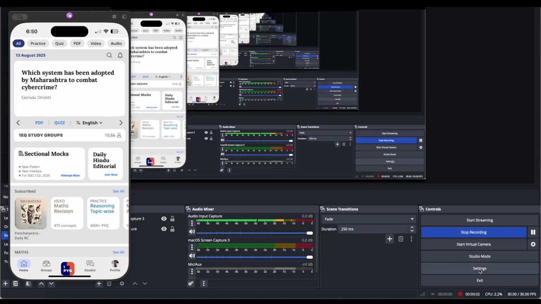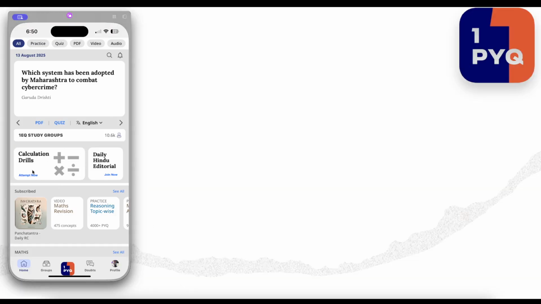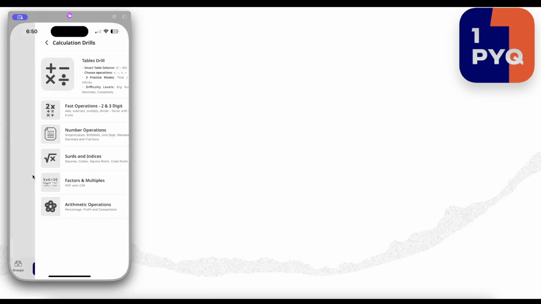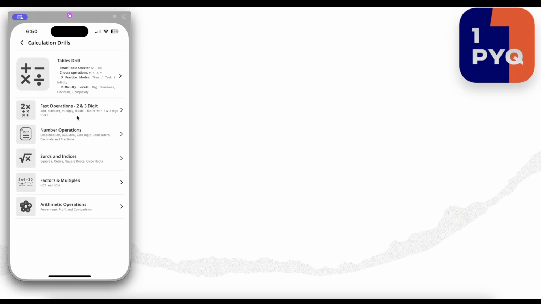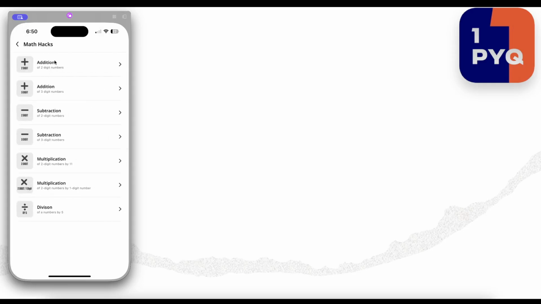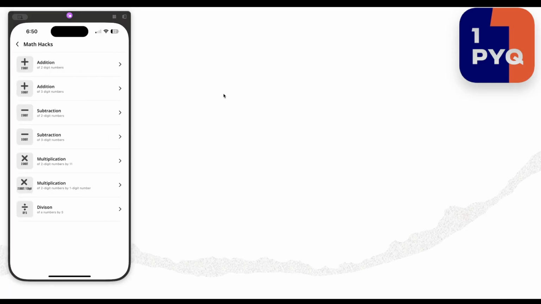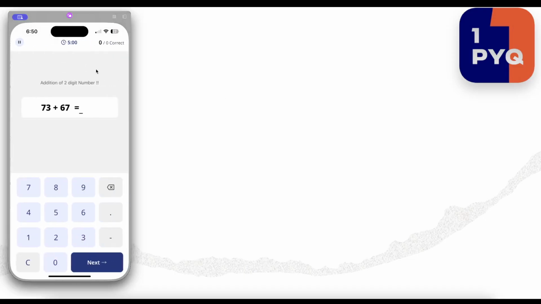So hi, we are back on the 1PYQ app, and particularly on this app, we'll be doing the calculation drills. Here I click on the calculation drills area. If this goes away, yep, this is here. We'll be doing the fast operations today, and we'll be doing a lot of verbal work today. So you won't see many things being written over here.